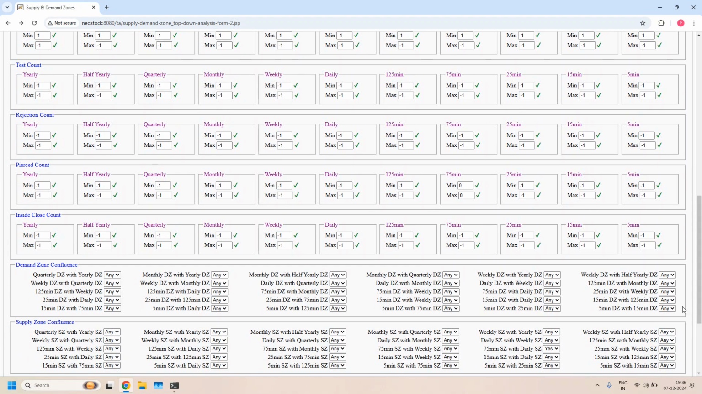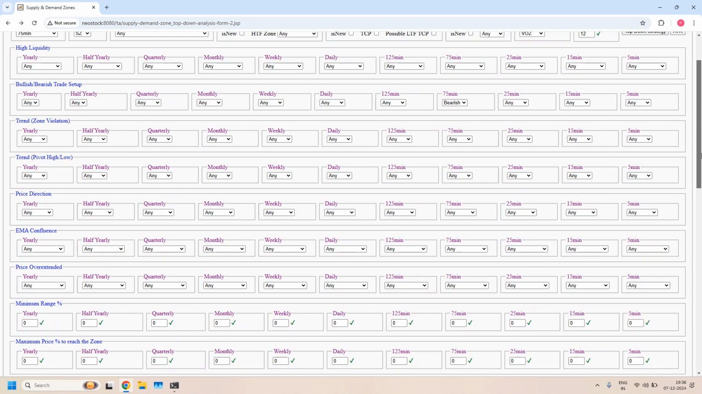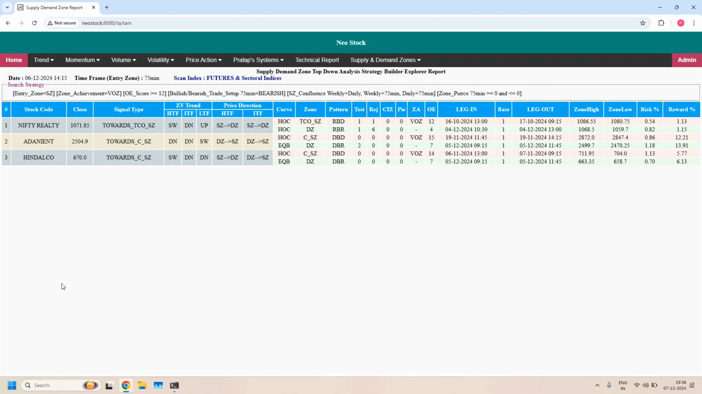So 3 filters we need to set. First filter is already enabled. That is 75 minutes with daily supply zone confluence. Next, 75 minute supply zone with weekly supply zone confluence. And daily supply zone with weekly supply zone confluence. With all the 3 filters, LTF, ITF, HTF, supply zone confluence, we got 3 stocks.